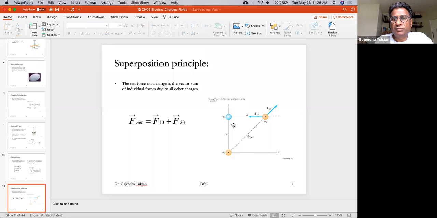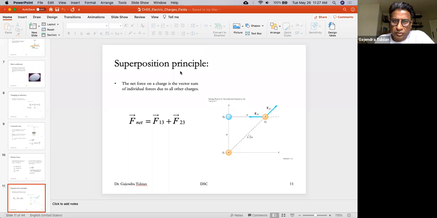What it says is, if you have multiple charges involved, let's say you want to calculate the force on this charge. To calculate the force on this charge, calculate the force of this guy on that charge, which is that, and then calculate the force on this guy due to him, which is that force. And the net force on this guy is just the sum of these two forces.